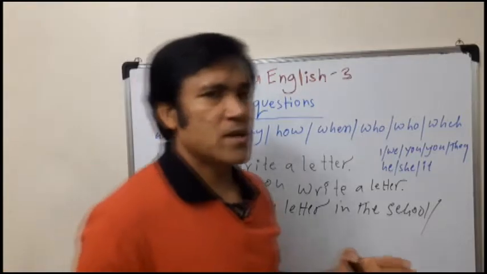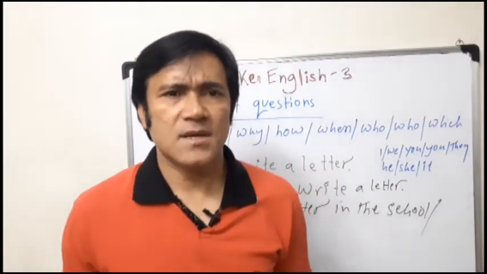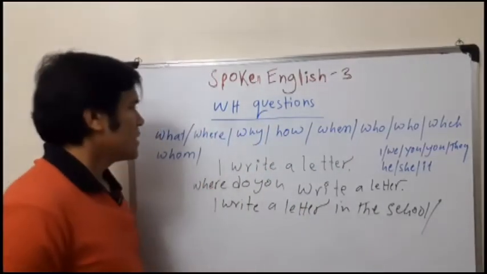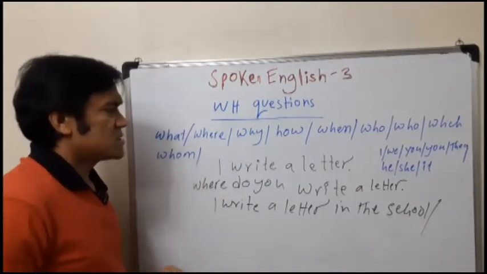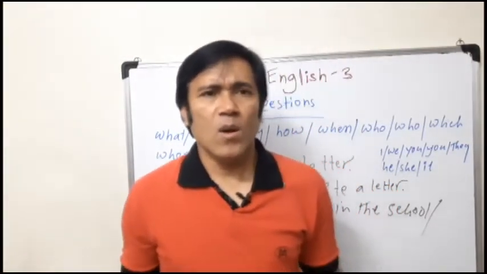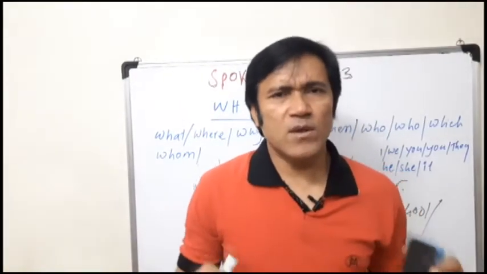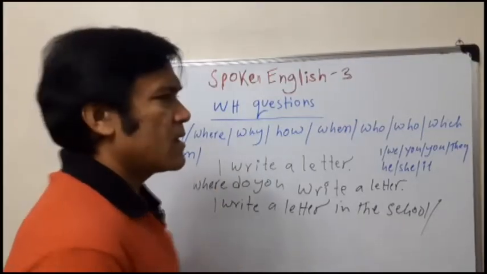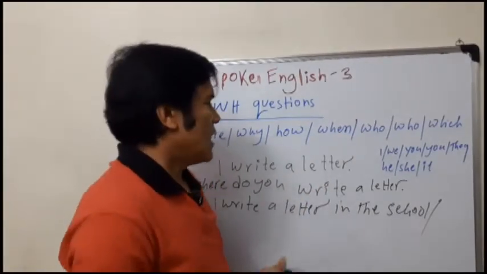You can actually make a lot of sentences, lot of WH questions using where. Then if you say where do you go, where does he go, where do they study, so in this way you can make lot of sentences, right? And similarly you can make these sentences negative, same way.